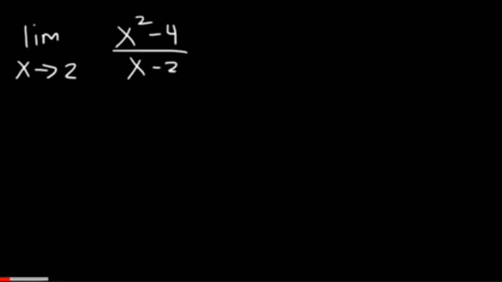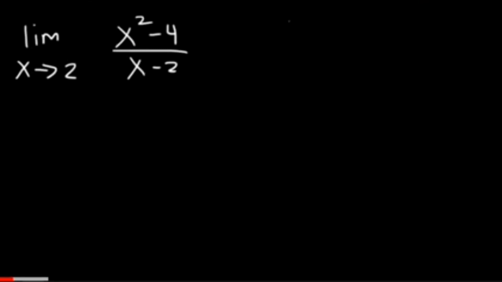So here's a simple example. Let's say we want to find the limit as x approaches 2 of the function x squared minus 4 divided by x minus 2. So how can we do so? Well, one way is to use direct substitution.